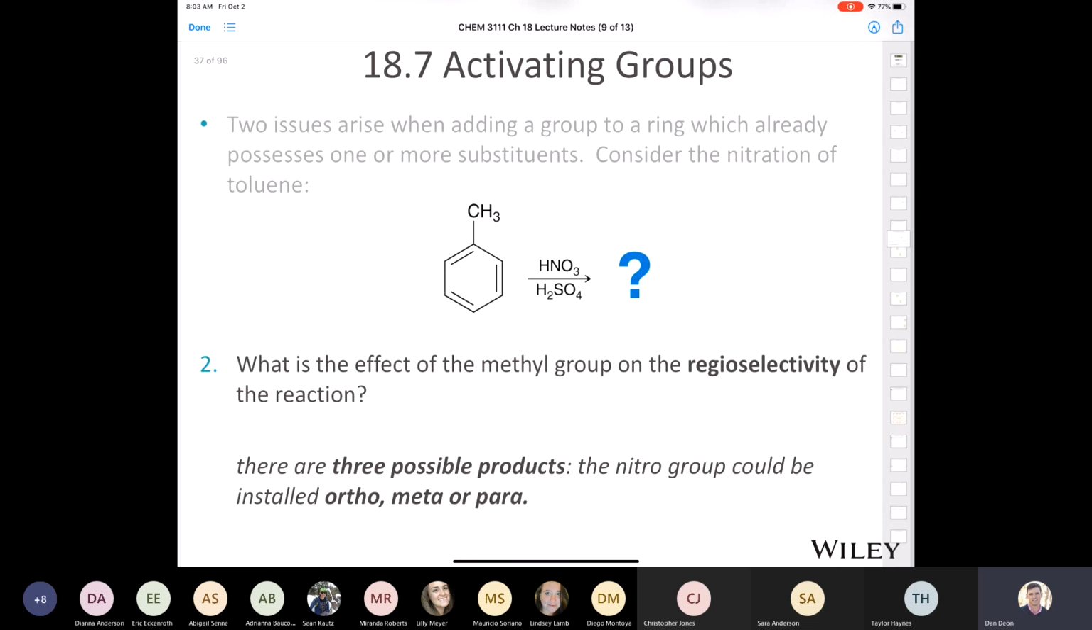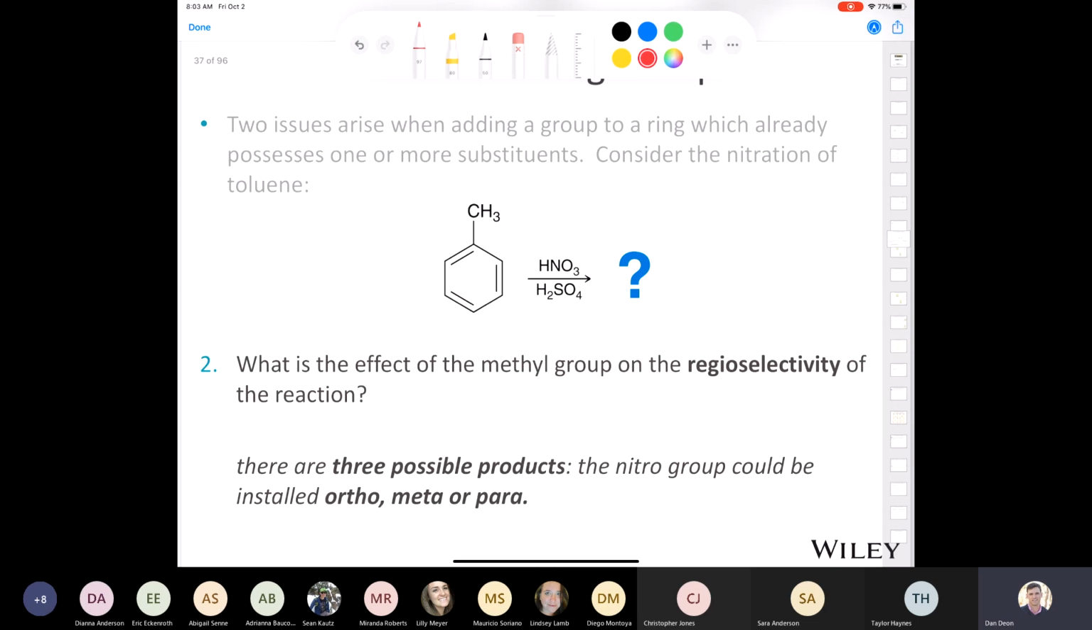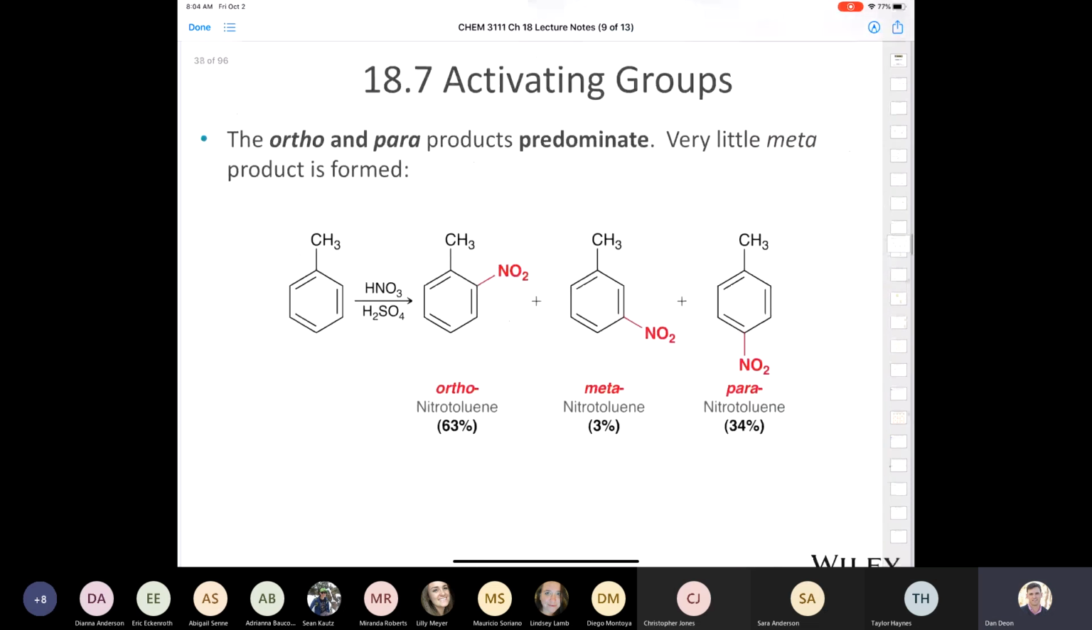But what about the regioselectivity of the reaction, right? Where's the nitro group going to go? Is it going to go in the ortho position? Will it go in the meta position, or will it go in the para position? And of course, we have two ortho positions, we have two meta positions, and we have only one para position. So where is it going to go? And we're going to answer that question today.